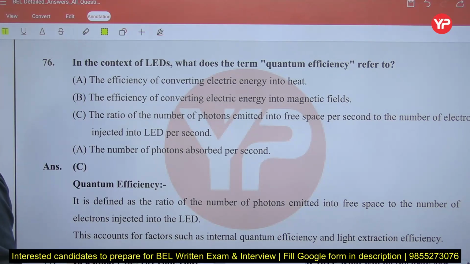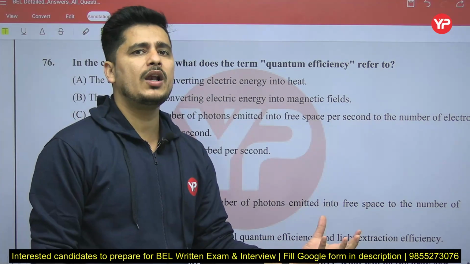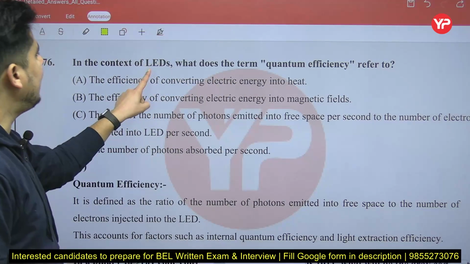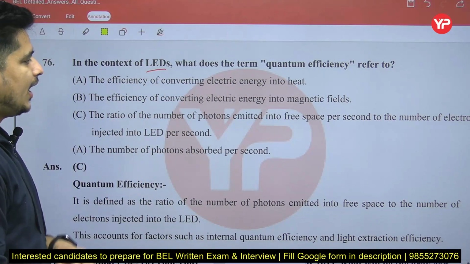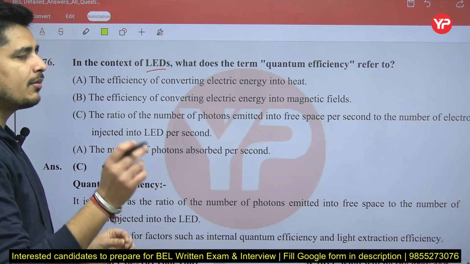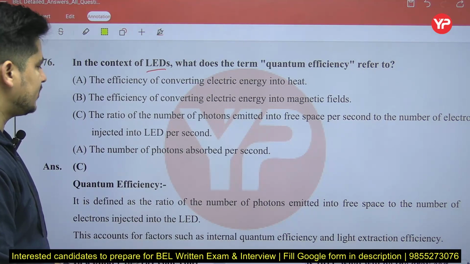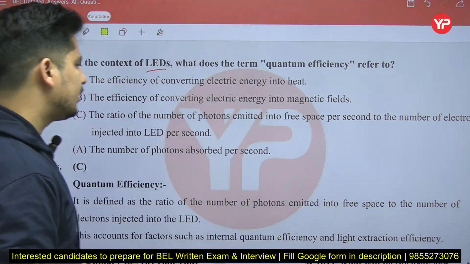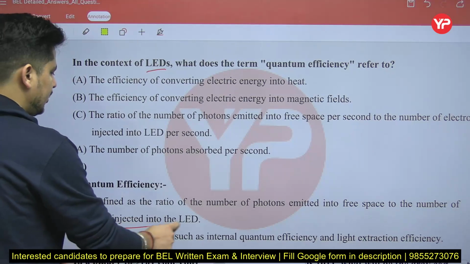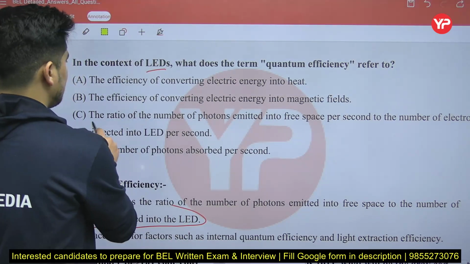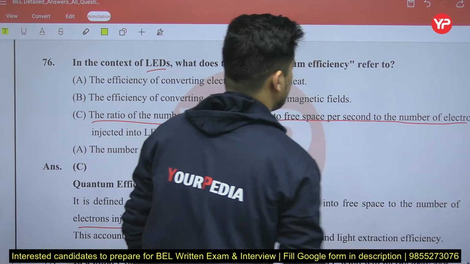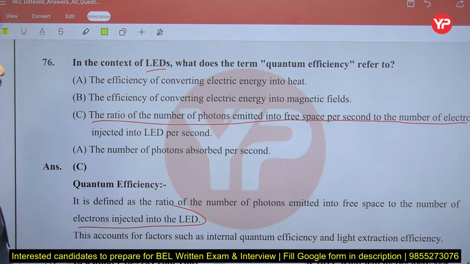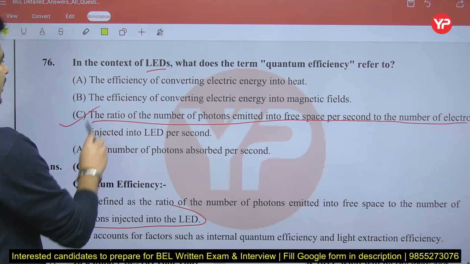In the context of LED, what does the quantum efficiency mean? See, basically when we talk about the LED, the quantum efficiency means how many photons it will emit. LED means emitting the light, right? Emitted into the free space for the number of electrons injected into it. It is the ratio of the number of photons emitted into the free space per second to the number of electrons injected into the LED per second.